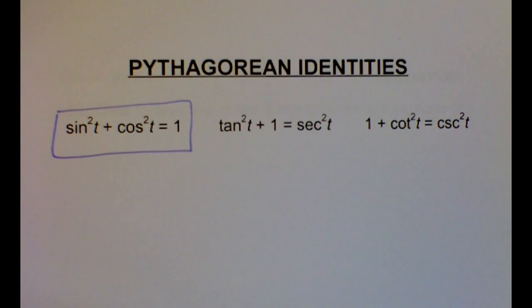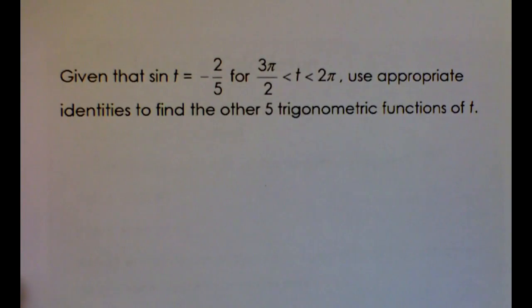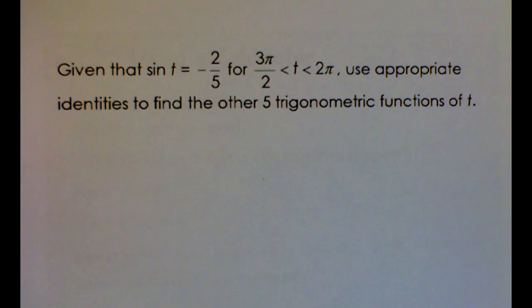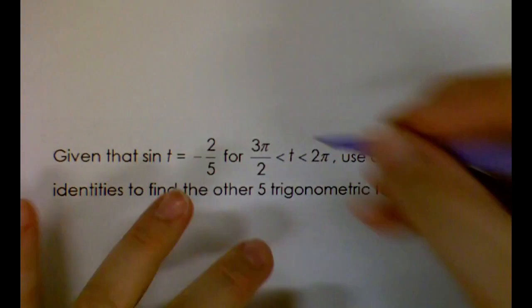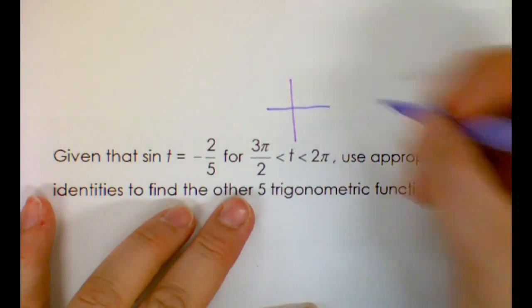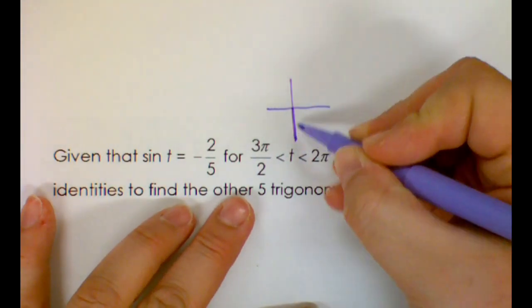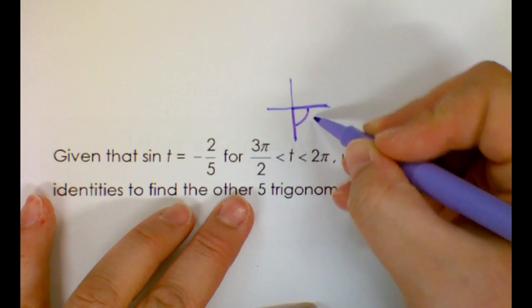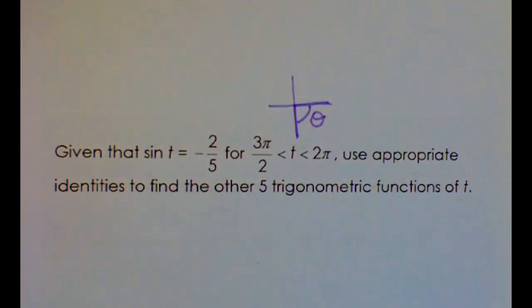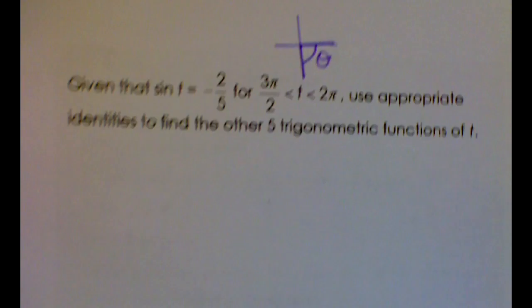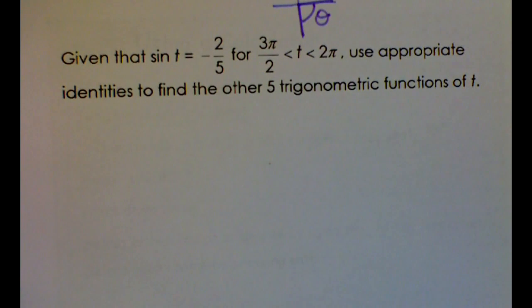These are very helpful. So we know that sine is -2/5, and our angle is between 3 pi over 2 and 2 pi. Let's just think about what that piece means. 3 pi over 2 is right here. 2 pi is here. Our angle is right over there. We're going to find the other trig functions.